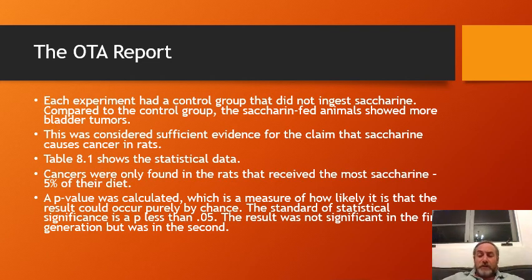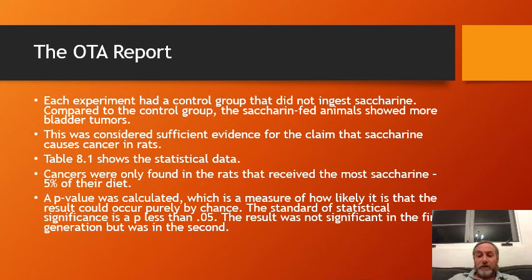Their measure of statistical significance in this report is a p-value, which is slightly different than what we've been doing. But it's basically a measure of how likely it would be that you could get that same result purely by chance. If you run the same experiment 100 times, you'll have some variation. Just by pure chance, a rat might get a tumor. It's possible by pure chance a bunch of rats could get tumors, even if it had nothing to do with the saccharin.